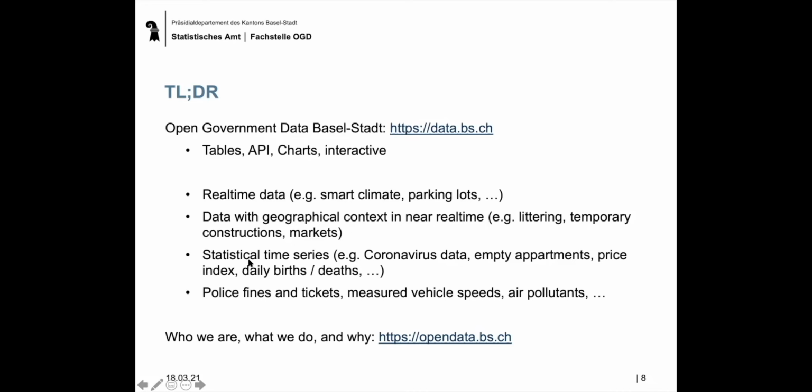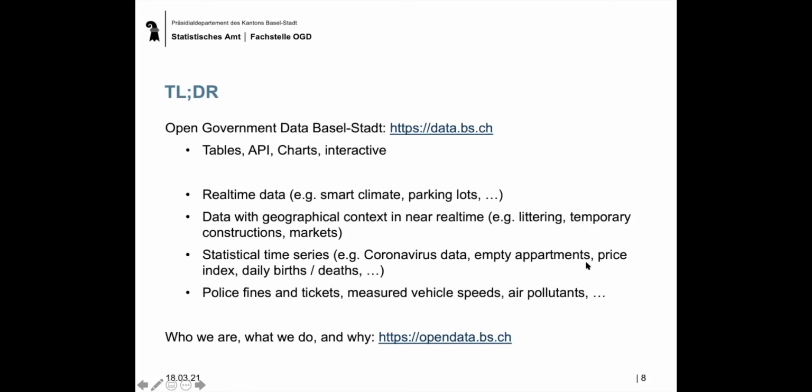Then we have another big group of data sets that are statistical time series. For example, we have a couple of data sets, I don't know, four, five, six, about coronavirus data. These are the official data sets by Basel-Stadt. For example, the number of cases that are daily updated. We have the number of hospitalizations, the number of deceased, and many more data sets. Also specific test results. So everything is there.